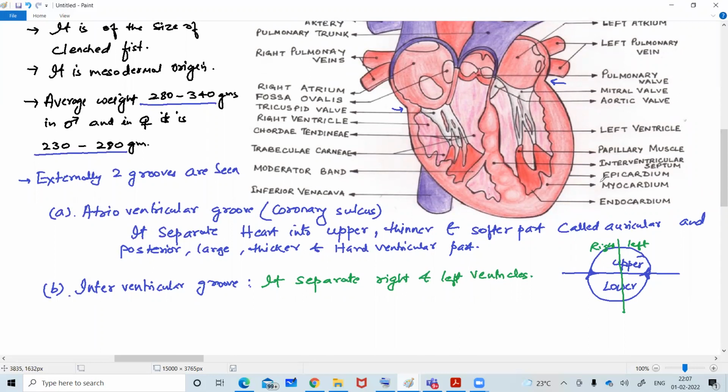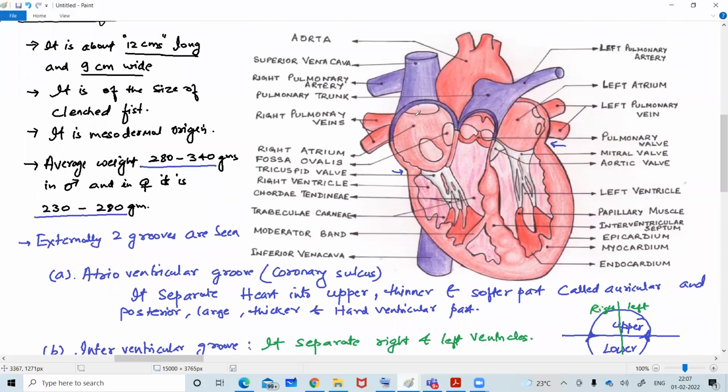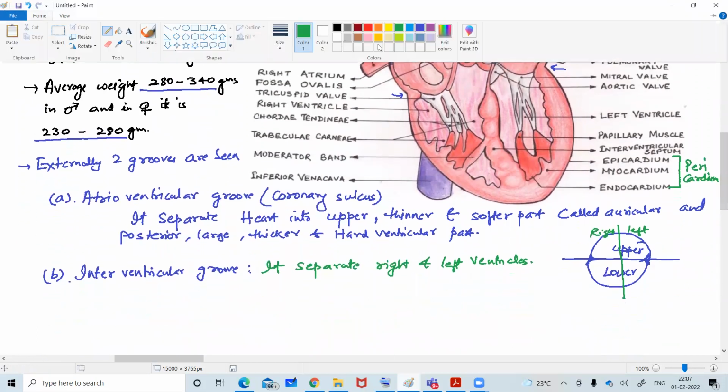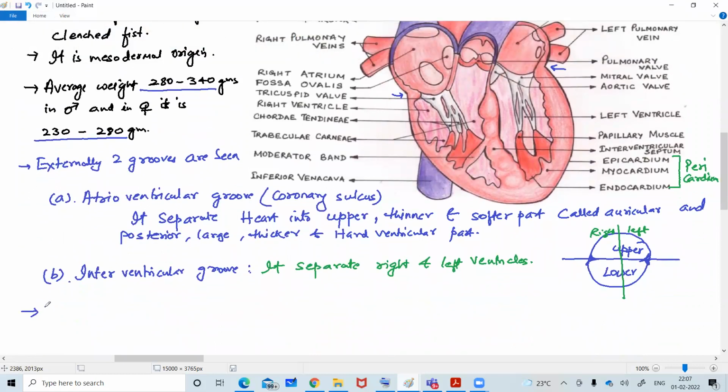Now, how many layers can you see from outside? The heart is surrounded by two layers, a double layer, right? Both layers are called pericardium. You can see here the last three words: epicardium, myocardium, and endocardium. Right? So we'll write the next point here. You can say that the heart is surrounded by a double layer, the pericardium.